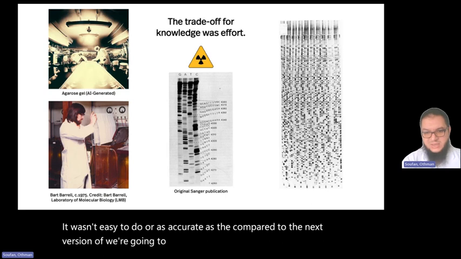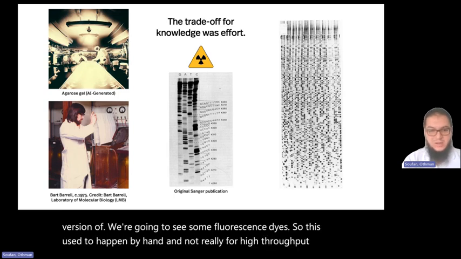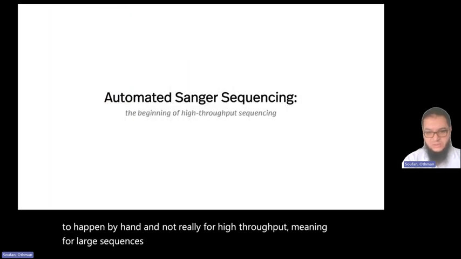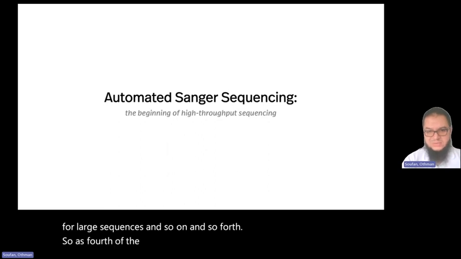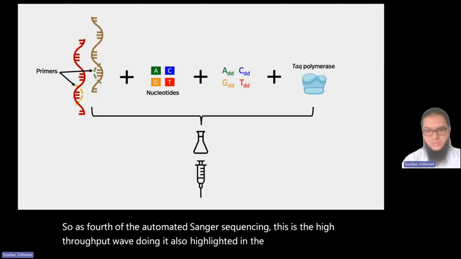We're going to see some fluorescence dyes. So this used to happen by hand and not really for high throughput, meaning for large sequences and so forth. As for the automated Sanger sequencing, this is the high throughput way of doing it, also highlighted at the end of that video that we watched.